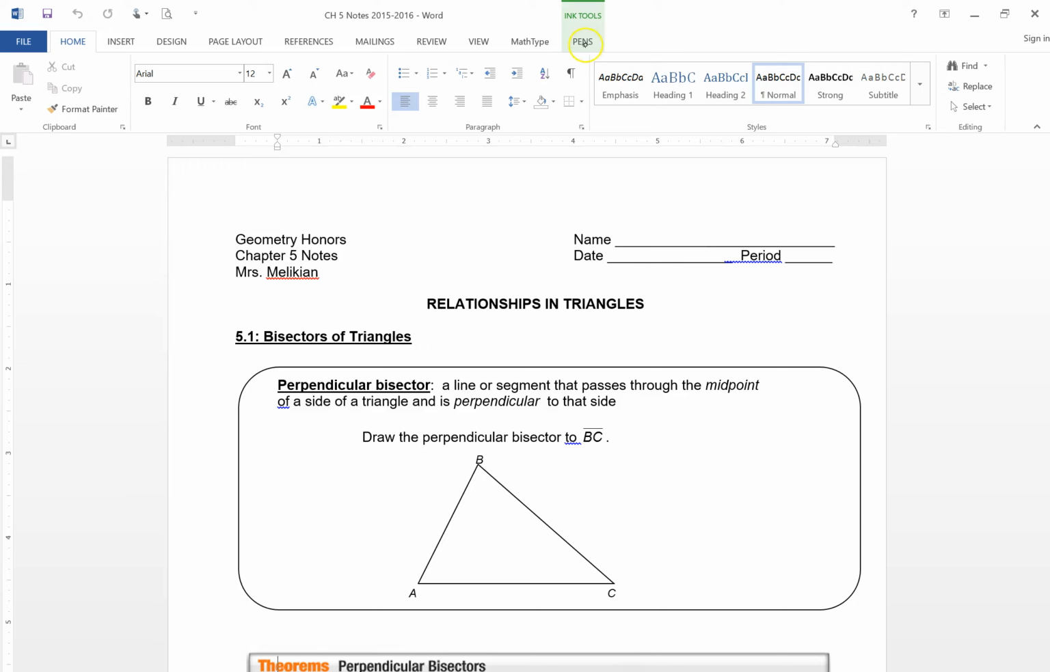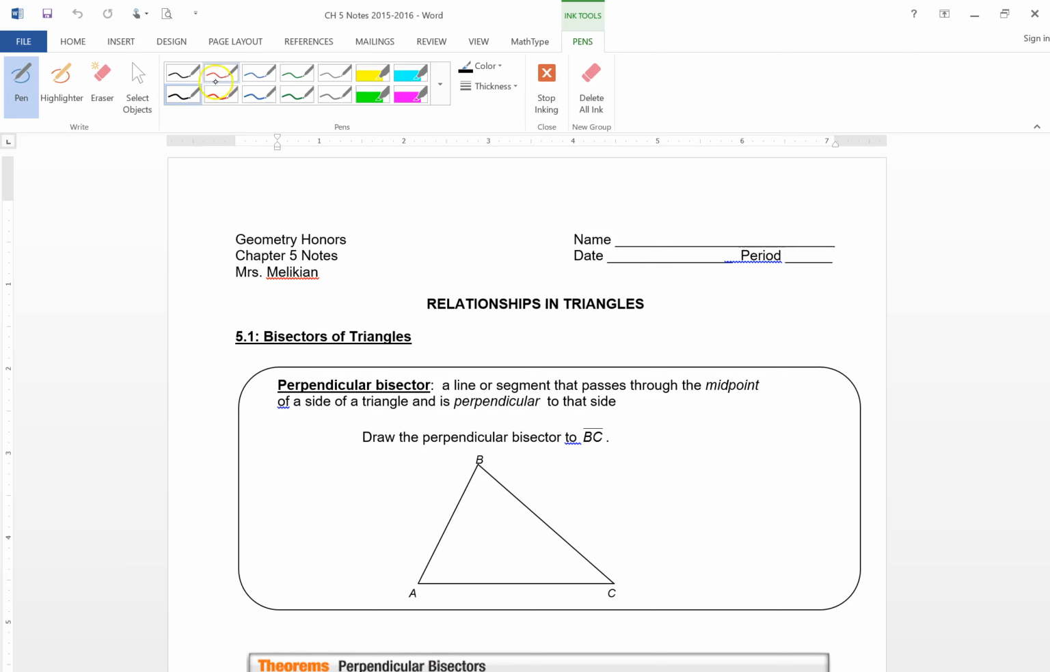Okay, so first off, we have perpendicular bisector. So in this section, we're going to talk about bisectors of triangles. First, we're going to talk about a perpendicular bisector. And a perpendicular bisector is exactly what the name suggests. The bisector part says that it's a line or a segment that passes through the midpoint of a side.